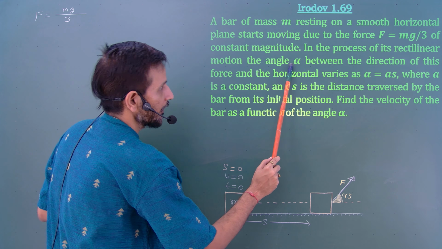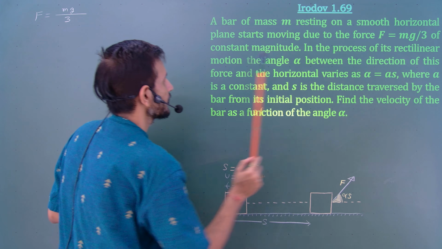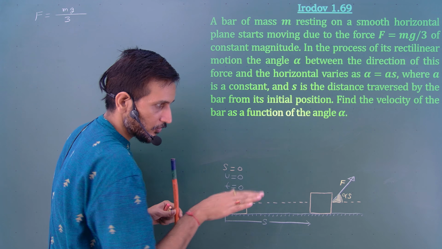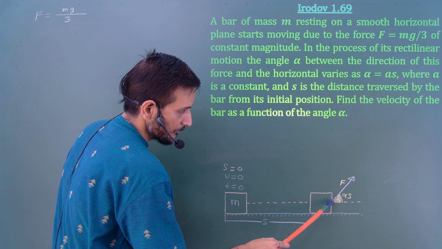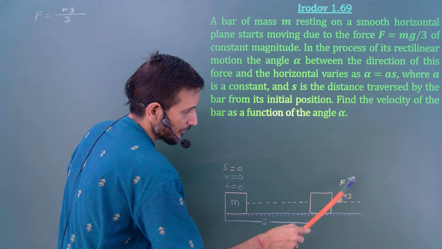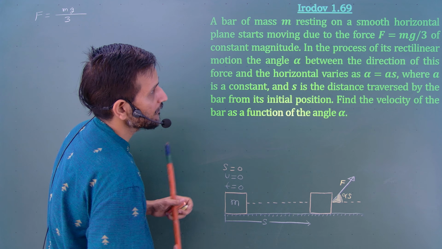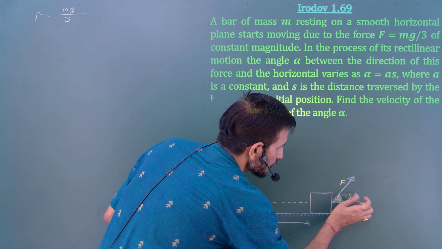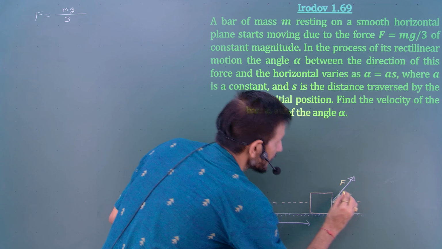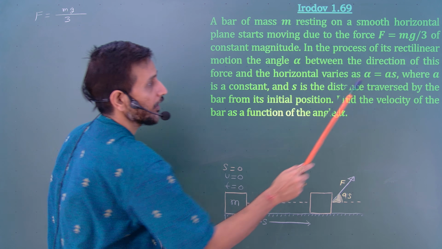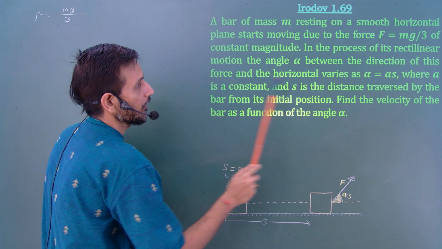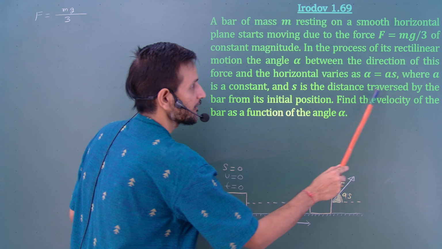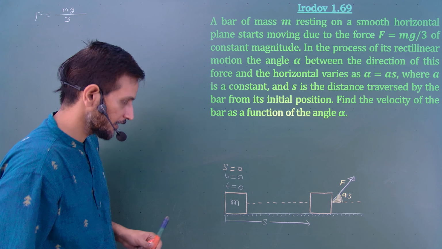The angle alpha between the direction of this force and the horizontal. So the force is not horizontal. Let me call the force acting in this direction, making some angle. So this angle alpha is not constant. Alpha varies not with time, alpha varies with distance, a into s, where a is a constant and s is the distance traversed by the bar.